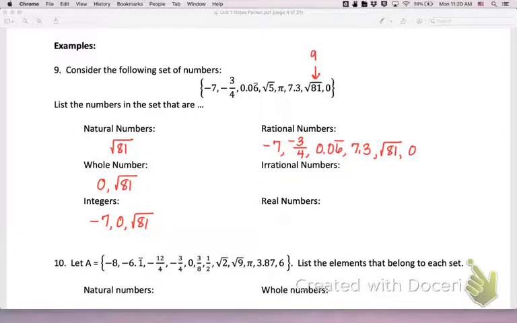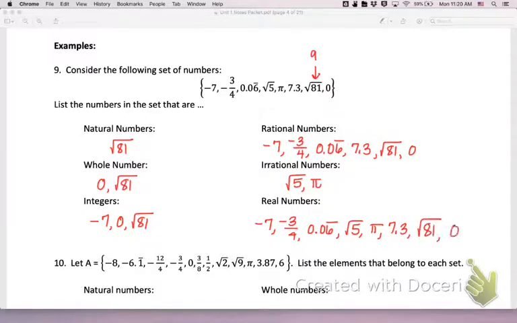Now again, the definition of irrational is everything that is not rational. And there were only two numbers that we did not include. We did not include the square root of 5, and we did not include pi. And then the real numbers is the entire set. -7, -3/4, 0.06 repeating, square root of 5, pi, 7.3, square root of 81, and 0.